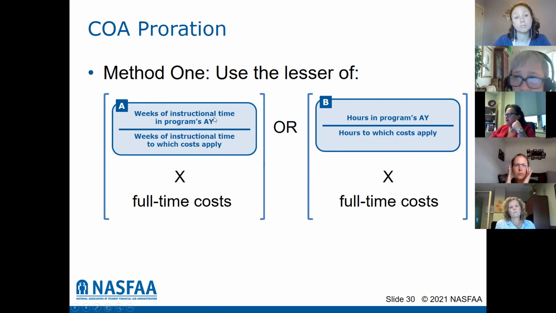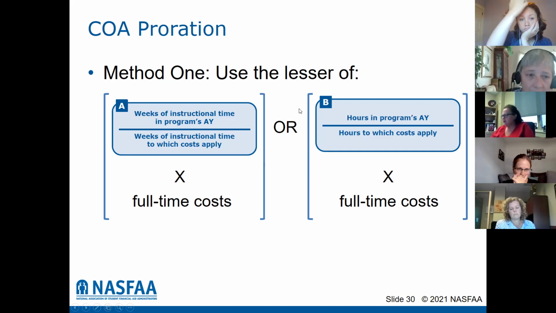You take the weeks of instructional time in a program's academic year, you divide it over the weeks of instructional time to which costs apply, and then you times it by full-time costs. That's there. Or you take the hours, if you're a clock hours, in a program's academic year, divide by hours to which costs apply, and then times it by full-time costs. So remember, there's the or there. That's one of the things that when I was looking at this initially, I'm like, oh, forgot about that.